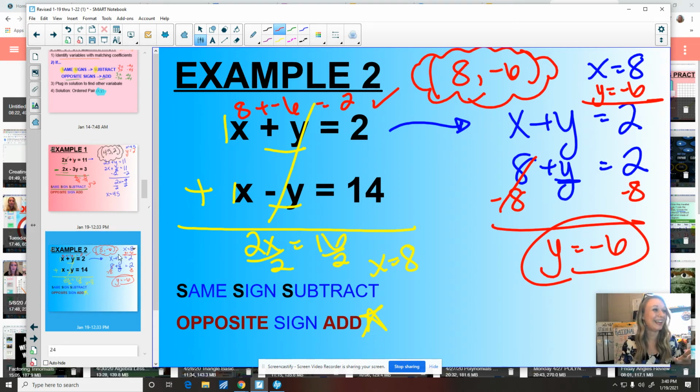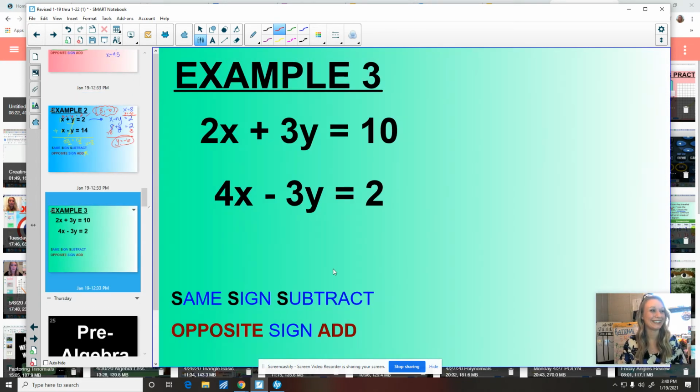Last example. Last example before I let you go tonight. Here's your system. I see x's lined up, y's lined up, integers lined up. Okay. My next thing that I'm looking for is coefficients that match. So I see 2x and 4x, those don't match. Well, once you get to class on Thursday, it won't matter because I'm going to teach you how to fix that. Here, I've got 3y and -3y.